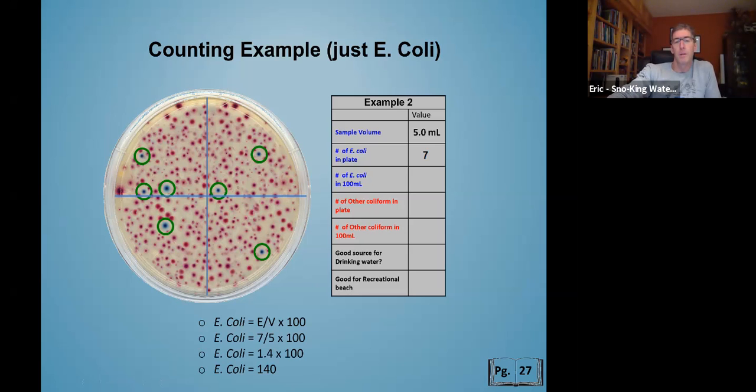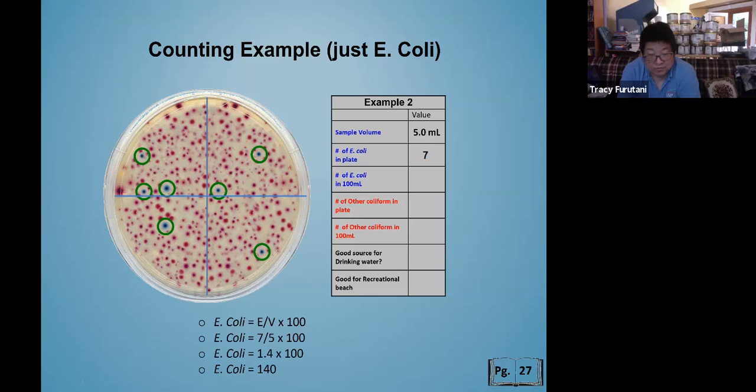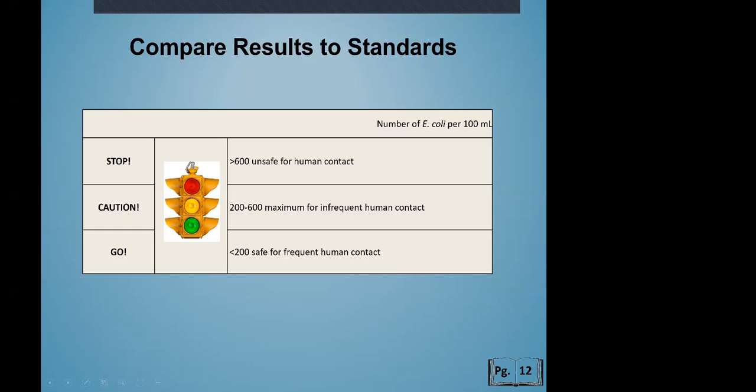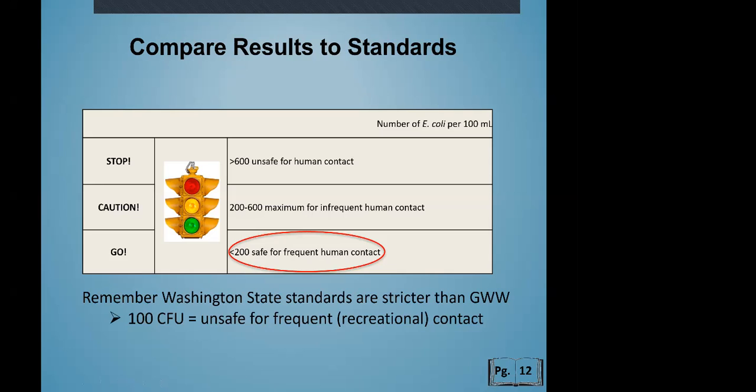So how does that compare to our standards? Do you guys remember? Still wouldn't drink it. Yeah. By Washington state standards, you really wouldn't want to be in it, but it's less risky. It's not super risky. Right. Yeah, so I'd probably canoe or kayak in 140, but I wouldn't swim in it and definitely would not drink it.